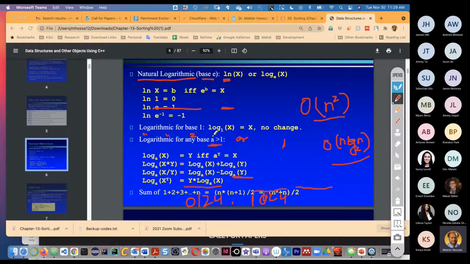Logarithm for base 2 means log 2, where X is any number. You can say X or N, whatever you say. It is sometimes defined as lg X. lg means base 2, and ln means base e. So if you have another base, then you need to explicitly mention that.